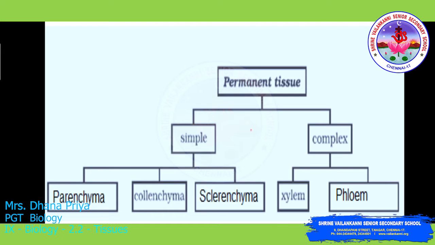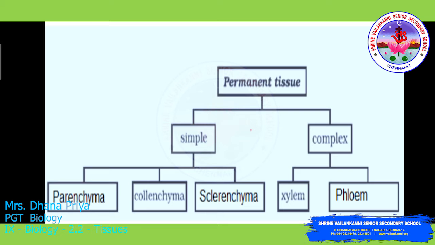So, permanent tissues are of two types. One is simple and the other one is complex. The simple tissues are of three types: parenchyma, collenchyma, sclerenchyma. And complex tissues are of two types: xylem and phloem. So this is the important classification of permanent tissue. So make a note. Now we're going to discuss only the simple permanent tissues in this video.